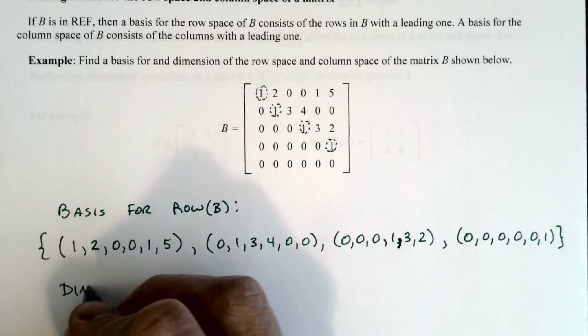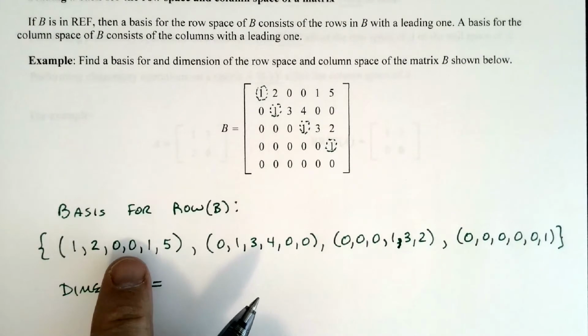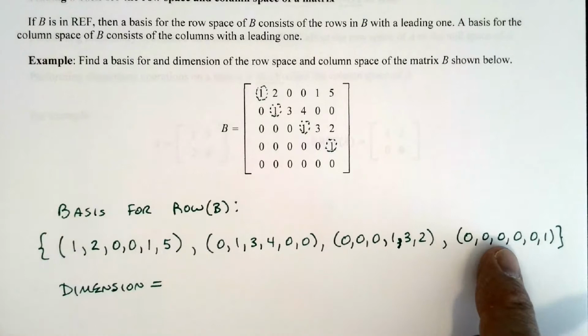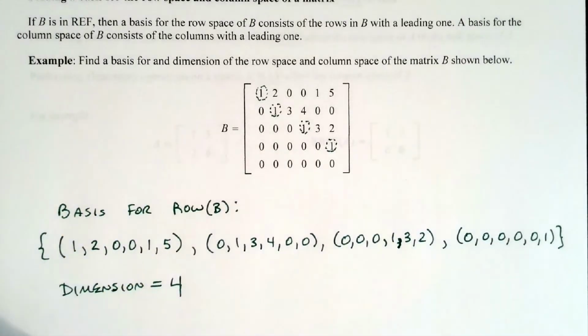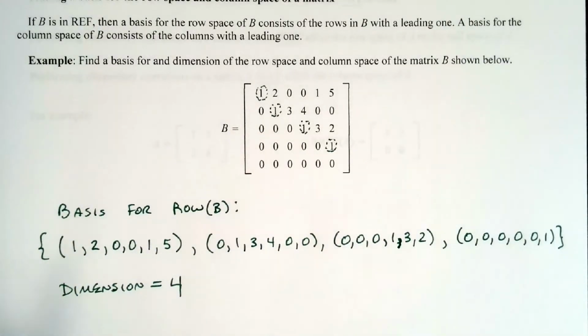What is the dimension for the row space of B? That's the easy part, right? How many vectors do we have? Let's count them up. 1, 2, 3, 4. Dimension 4. And notice the row space of B is a subspace of 6 space. Why? Because these are all 6 tuples. They reside in 6 space. But the dimension of our subspace is 4, which it should be, right? The dimension of the subspace is always less than or equal to the dimension of the vector space, which in this case, 6 space, has dimension 6.